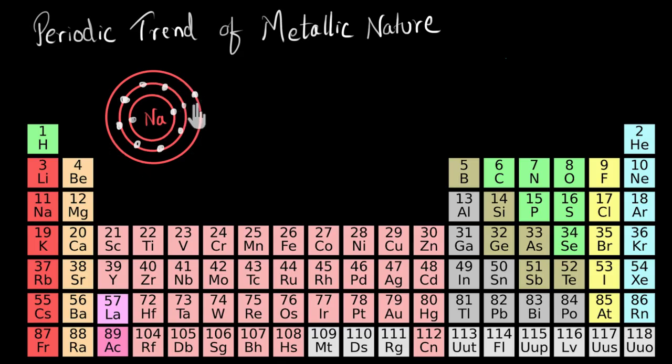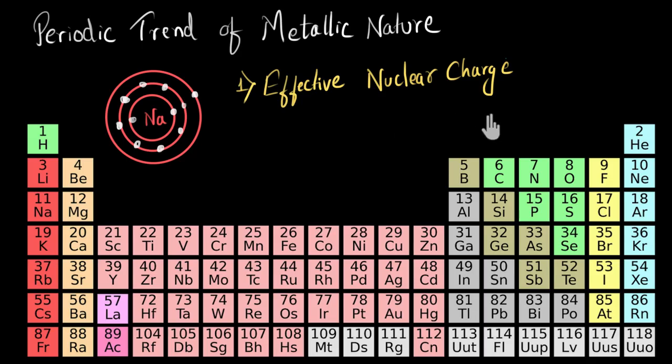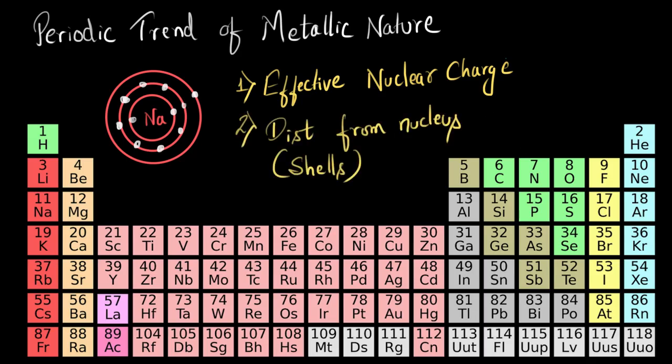So if this pulling force is more, then it'll be hard to give away this electron. But if this pulling force is less, then it'll be easier to give away this electron and the element will be a better metal. Well, then what does this pulling force depend on? It depends on two things. First, the effective nuclear charge, and second, the distance from the nucleus. Now let's understand each of these factors in a little detail.